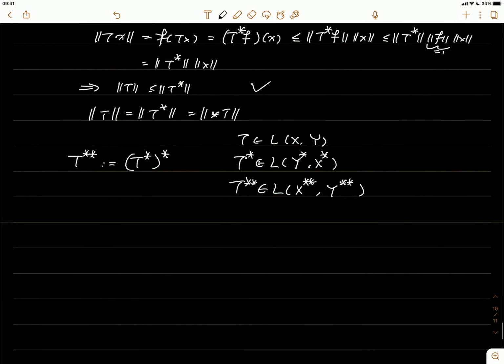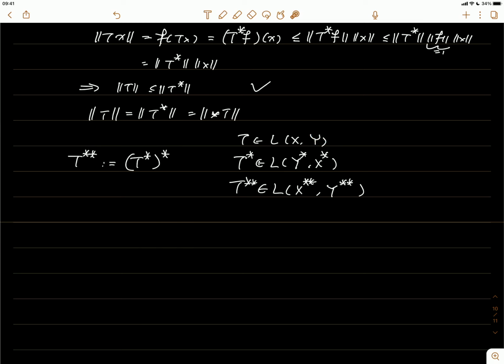Now, what is the relation between T and this T double star? Right, that will be something very interesting. So in general, these two should be different in the sense that they are two different mappings, or they are living in two different spaces. Since X is just a subspace of the bidual, and Y is also a subspace of the bidual, this T itself is more restrictive.